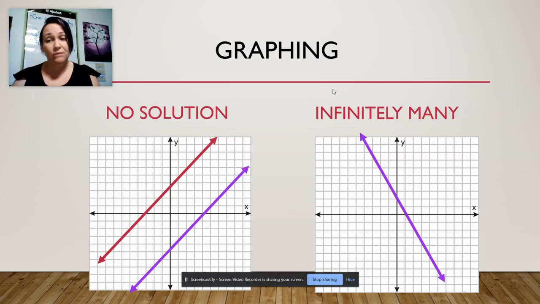It's not all real numbers because that would mean that every dot on the graph is an answer, when in reality, it's only the dots on the line. So these are what the two special cases look like for graphing.